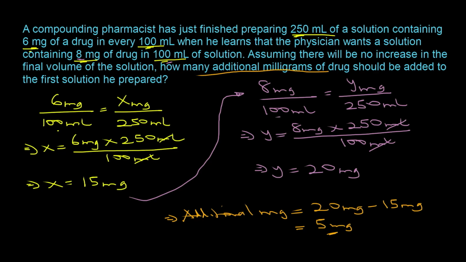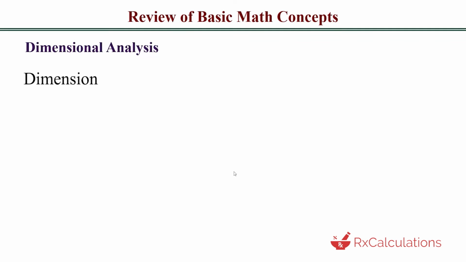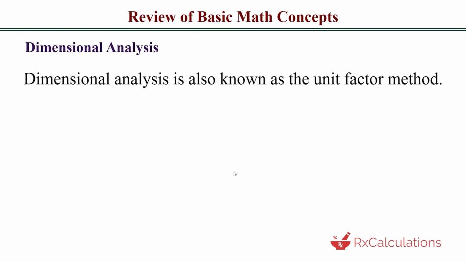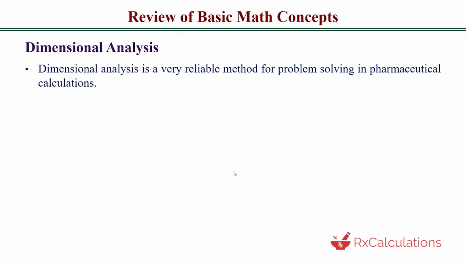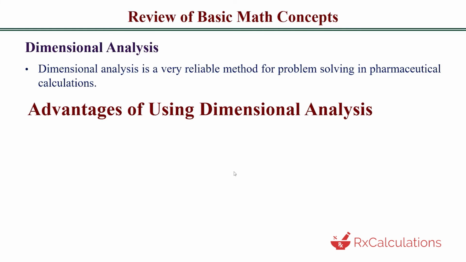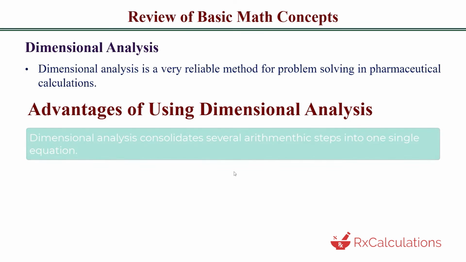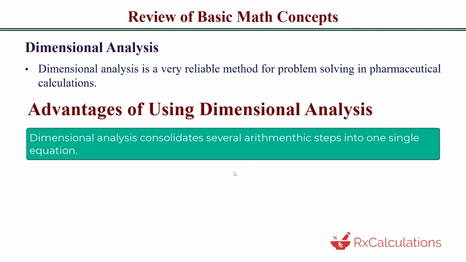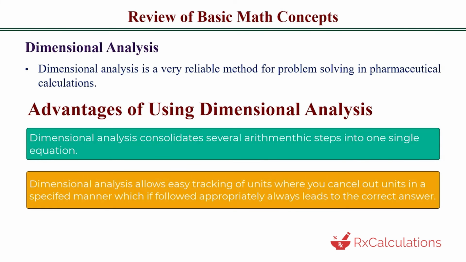So now let's explore what dimensional analysis is and how you can also use that concept in problem solving. Dimensional analysis, also known as the unit factor method, is a very reliable method for problem solving in pharmaceutical calculations. And this actually is my preferred method when it comes to solving pharmaceutical calculations, and there are 2 reasons for that. The first one being it consolidates several arithmetic steps into one single equation, and the second reason being the way the method works is it tracks units, where you cancel units in a specified manner, and if you follow this process you always get the correct answer, guaranteed.